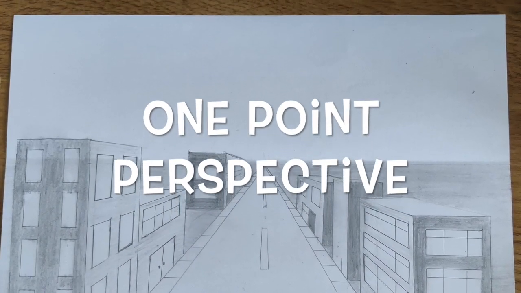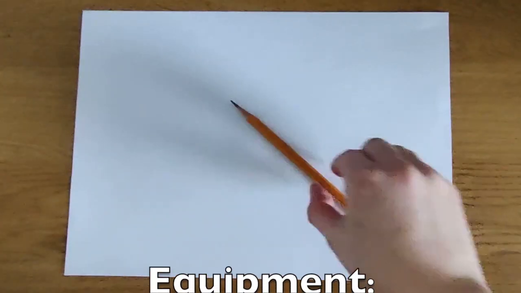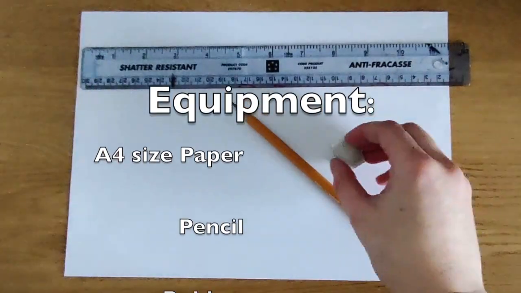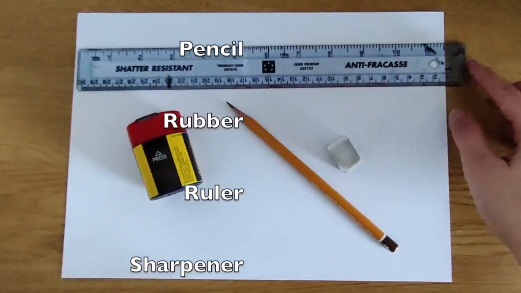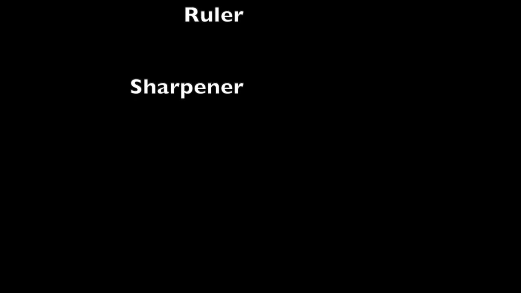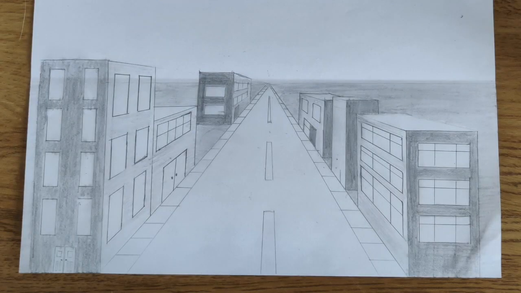Everyone, today we're going to draw a street scene using 1-point perspective. Today you'll need A4 size paper, a pencil, a rubber, a ruler and a sharpener. This is the street scene we're going to be drawing today. See if you can find the horizon line and the vanishing point.